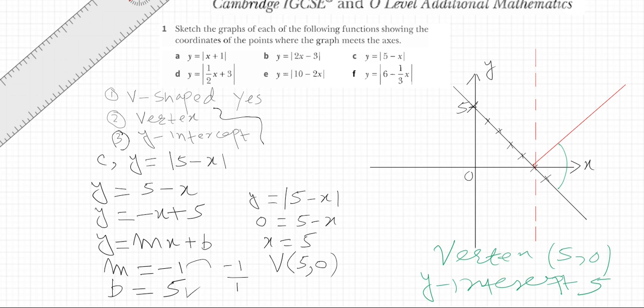So finally, what we have learned: the graph of a modulus function is always V-shaped. In order to draw or sketch a graph of an absolute valued function, we must have the vertex and the y-intercept, and we must have the concept to draw a straight line with the help of gradient and y-intercept. Hope you understand today's class.